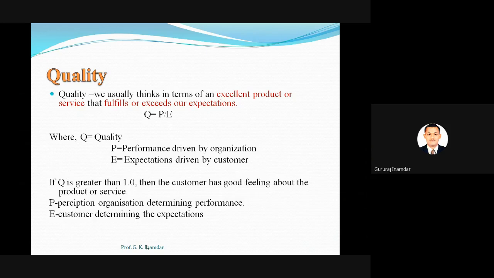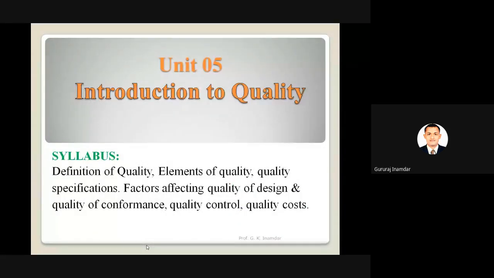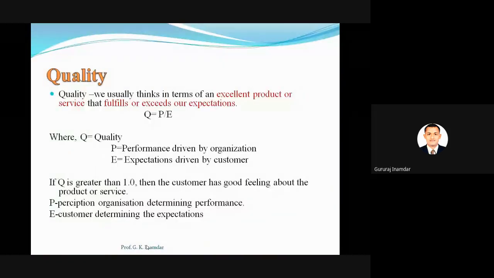Last lecture we discussed the basics of quality: the definition of quality, the introduction, the meaning of quality, which factors we should consider, the management language, and the formula for quality. The formula is quality equals performance divided by expectation. Whenever your performance is less, the Q ratio will definitely be less than 1. The ratio should be 1 or greater than 1, and then your industry will have a future.